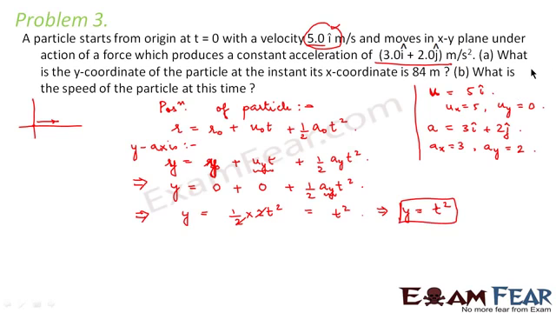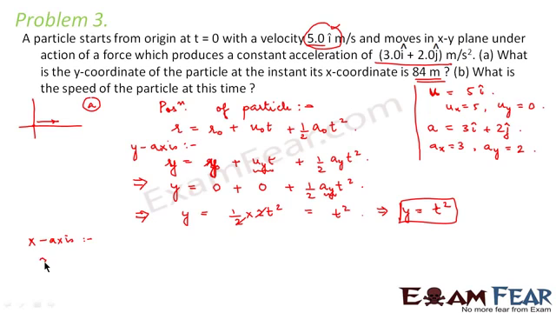But the question asks you to find the value of the y coordinate at the instant its x coordinate is 84 meters. That means you have to find the value of y when the value of t is such that x is 84 meters. So you need to know the value of t. We are now working on part A. We need to calculate the value of t so that we can find y. How will you calculate t? We will apply the position of the particle along the x-axis.